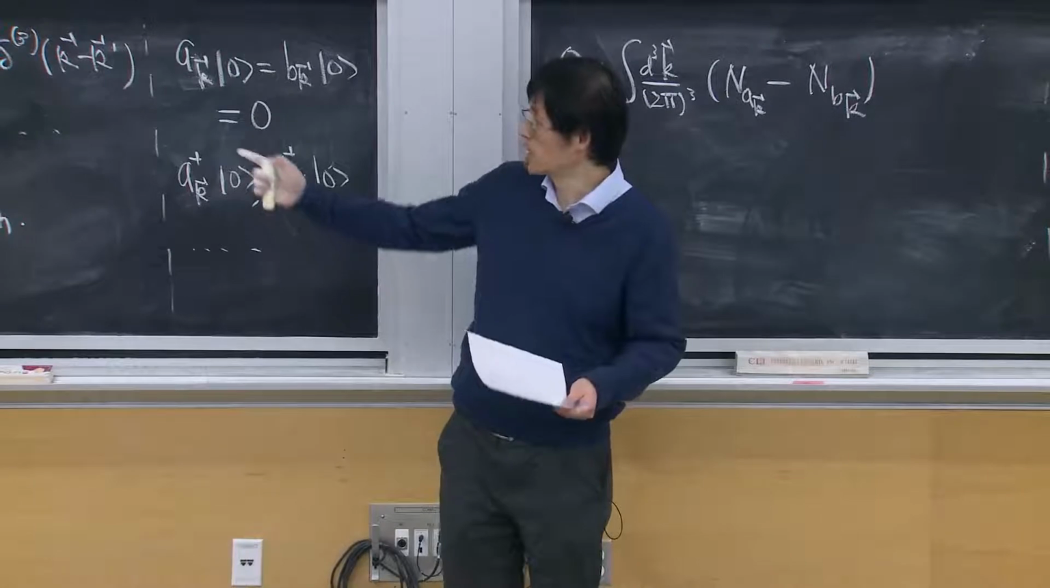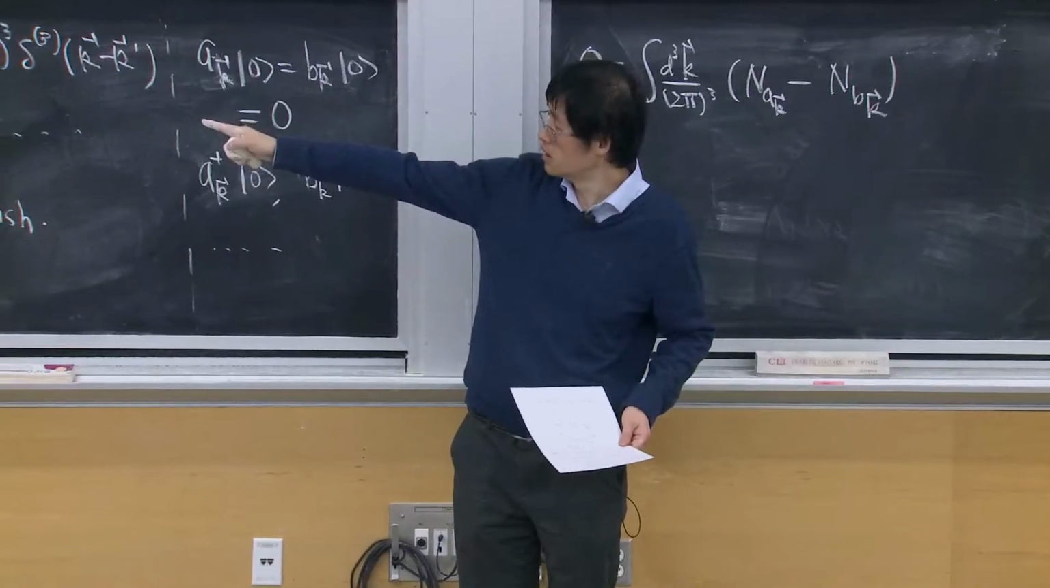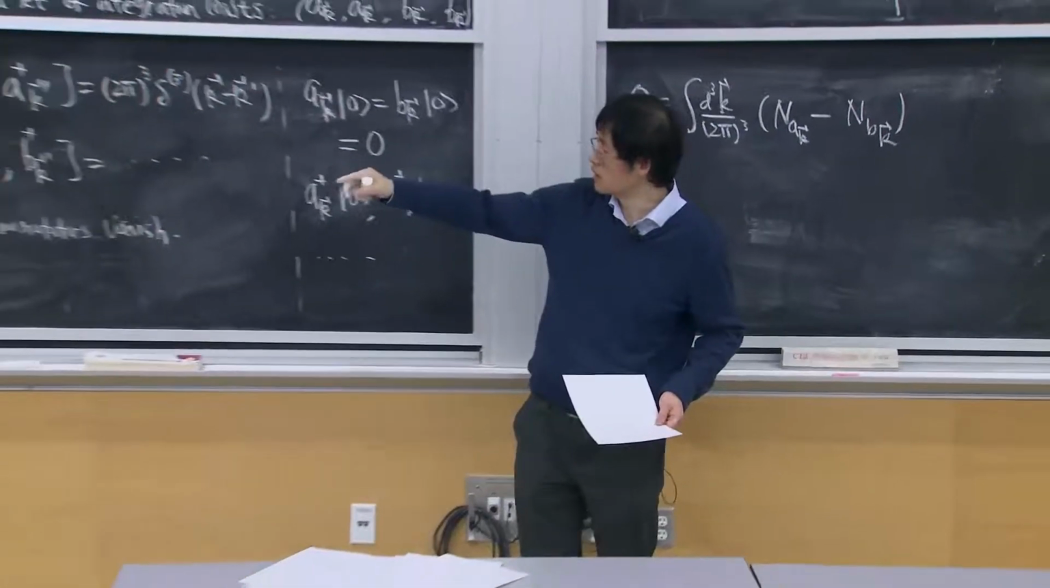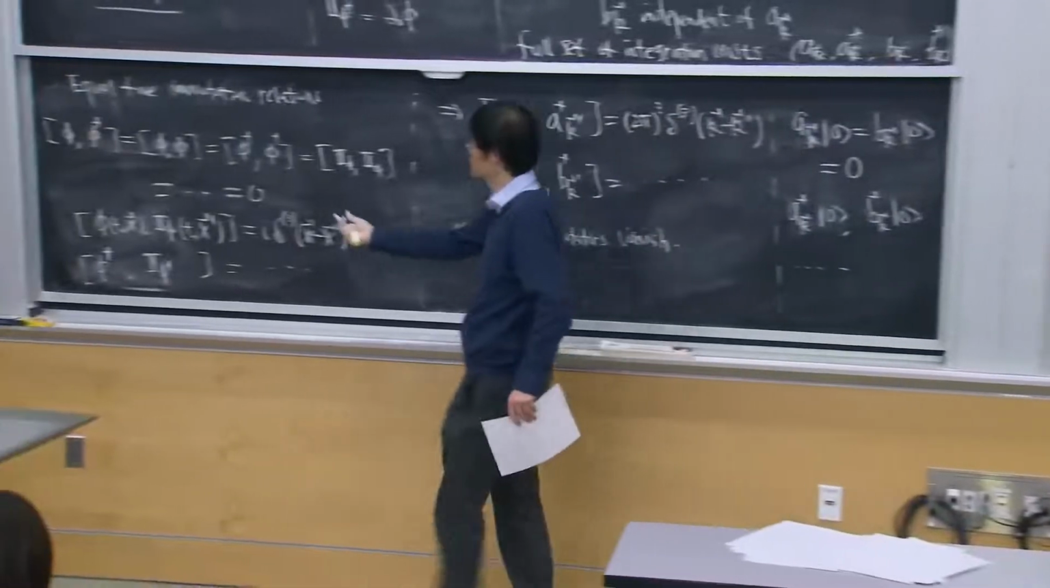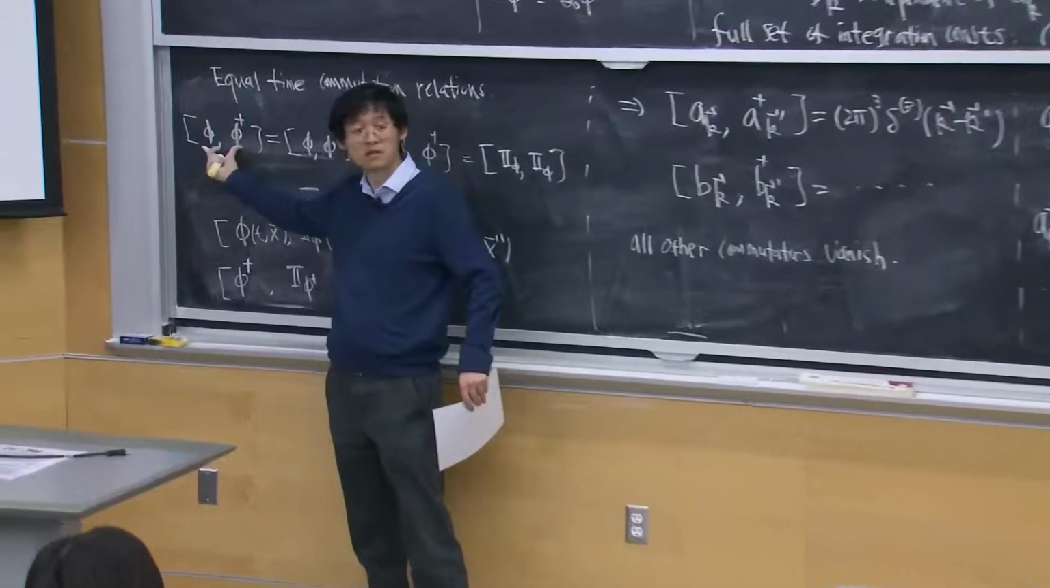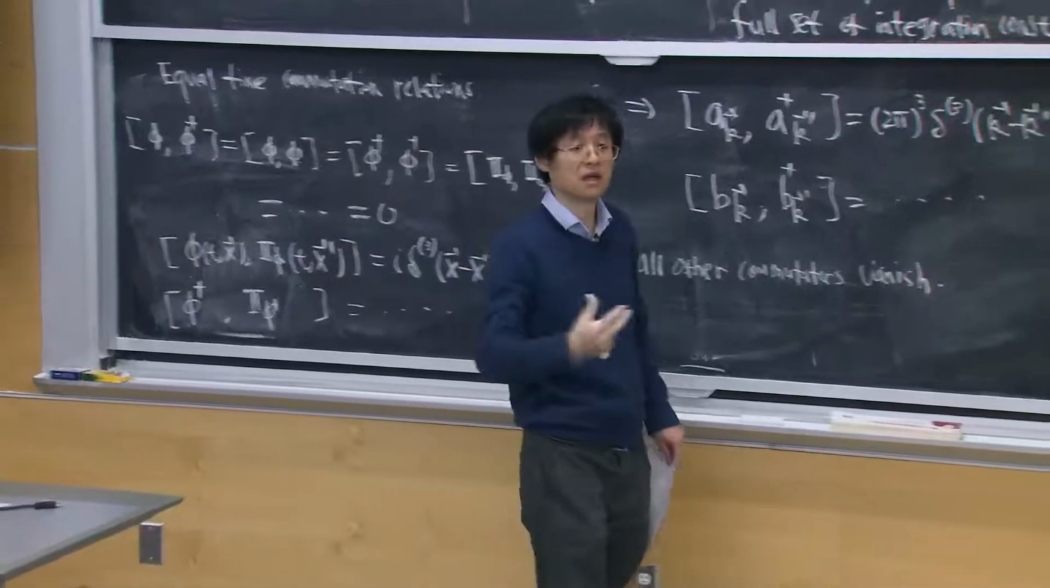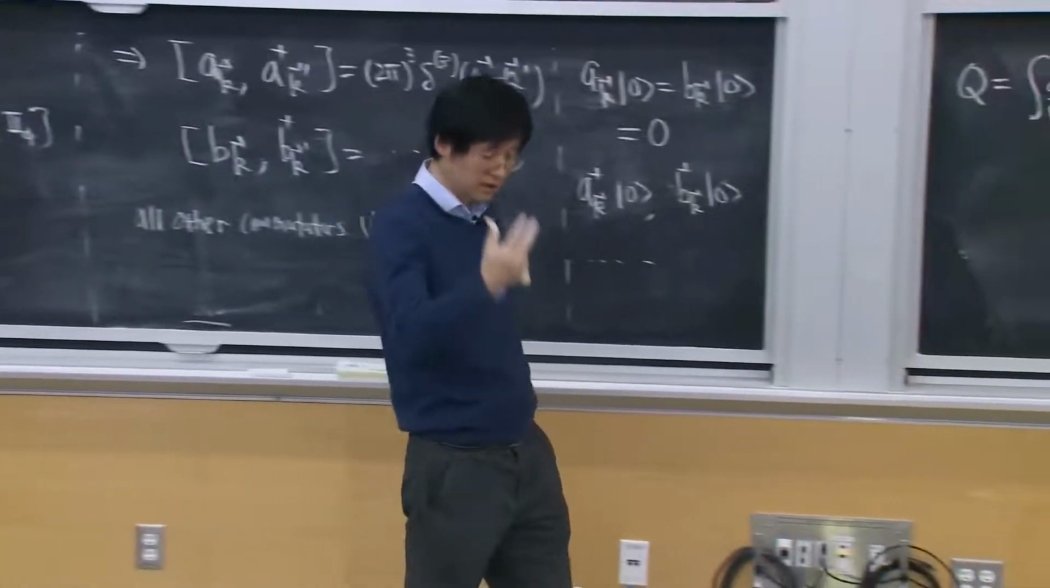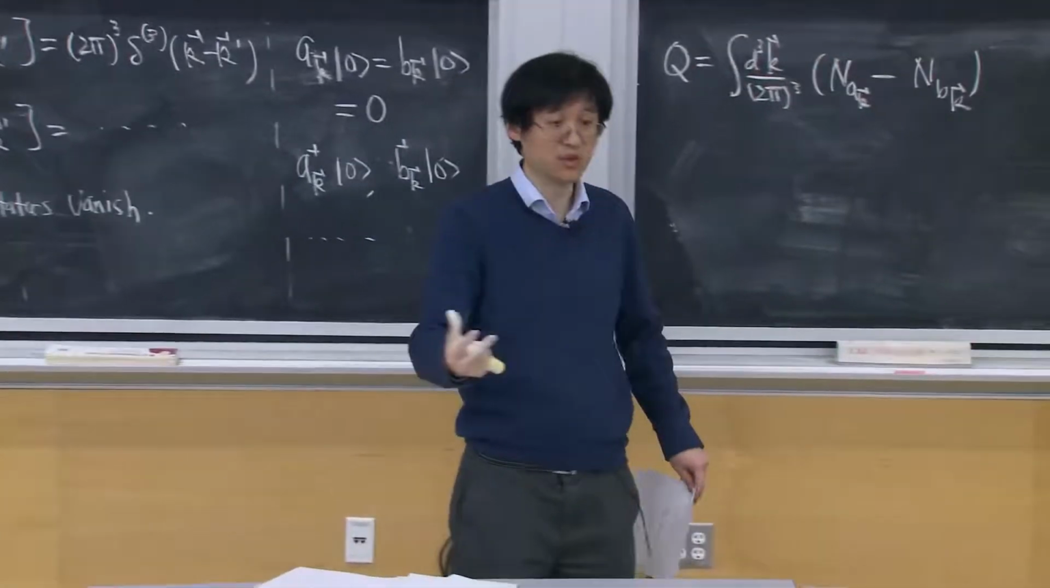Here you should view them as the variables in the configuration space, and in quantum mechanics the variables in configuration space always commute with each other.